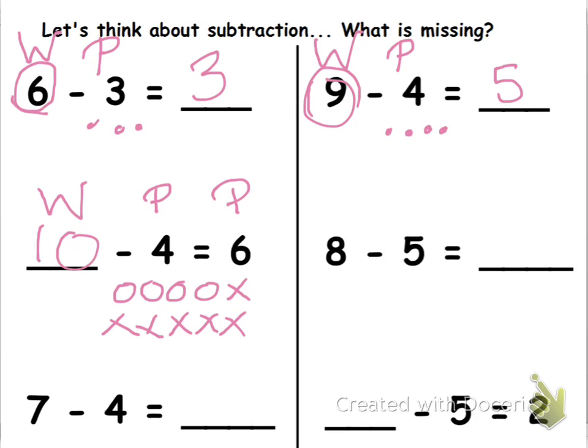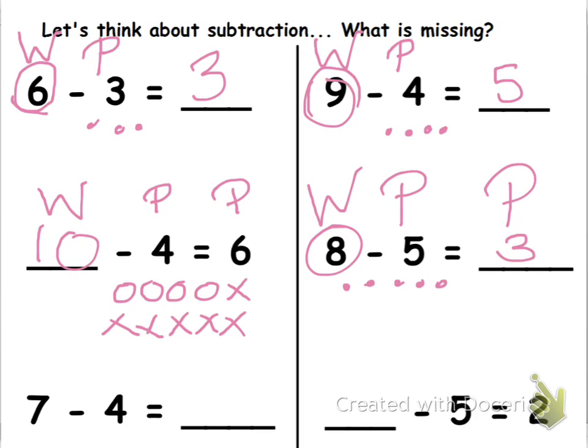Now this next one, 8 minus 5 equals blank. We know 8 is in front of the minus sign, so we know that has to be our whole. 5 is our part. Then we have a missing part. So 8, and we're going to count down 5. So 8, 7, 6, 5, 4, 3 is our missing part.